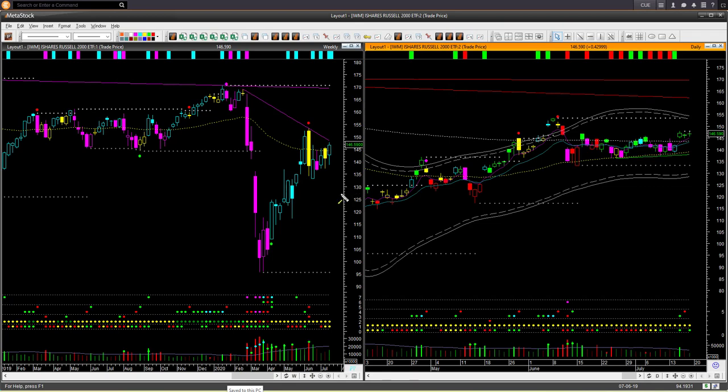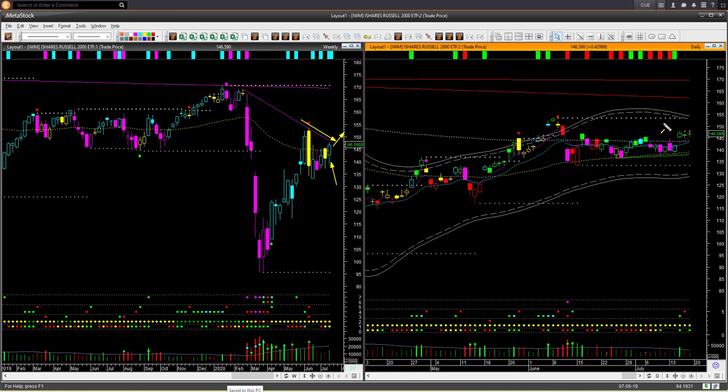IWM, this is the best performer this week. I mentioned its weekly memory resistance also in Thursday's YouTube live session, and as I anticipated, price could not break above that. However, the weekly candle is looking bullish both in shape and color. Probably it will make an attempt to break the weekly memory resistance next week.